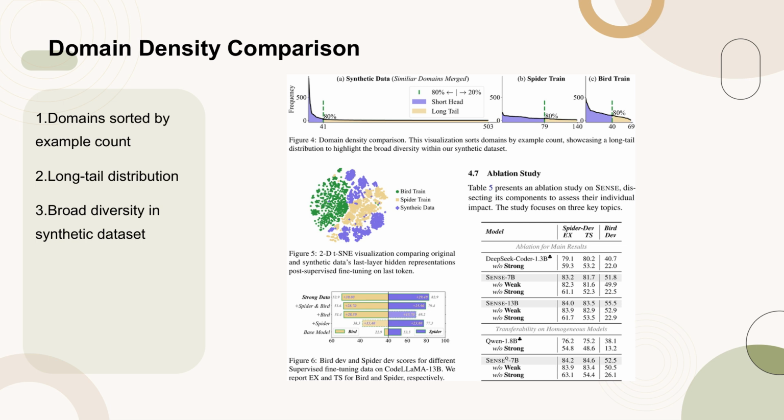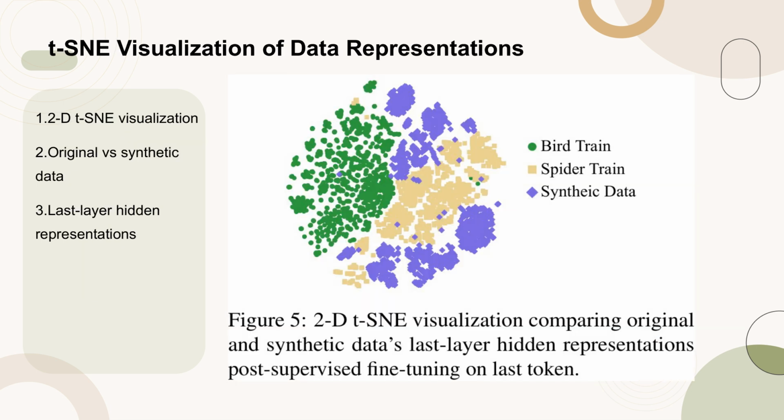Figure 5 presents a 2D TSNE visualization that contrasts the last layer hidden representations of original and synthetic data after supervised fine-tuning on the last token. This visualization underscores the role of synthetic samples in bridging gaps left by human annotated data, thereby validating the utility of synthetic data in enhancing model adaptability and performance.